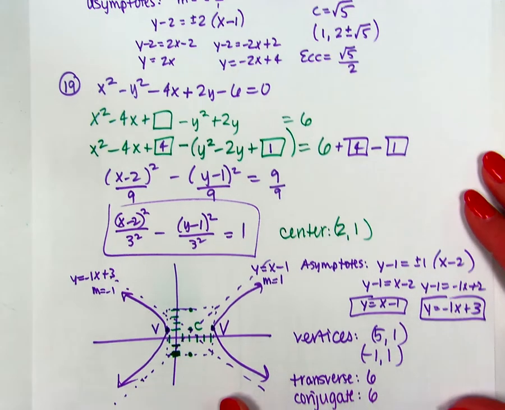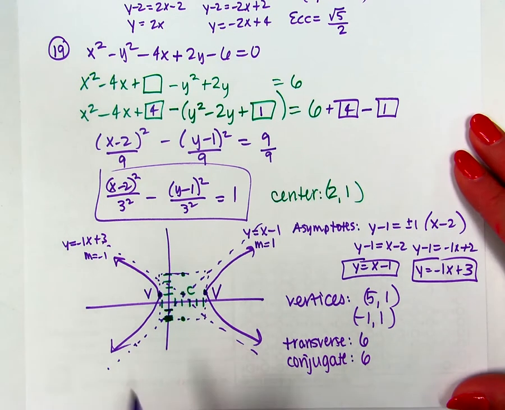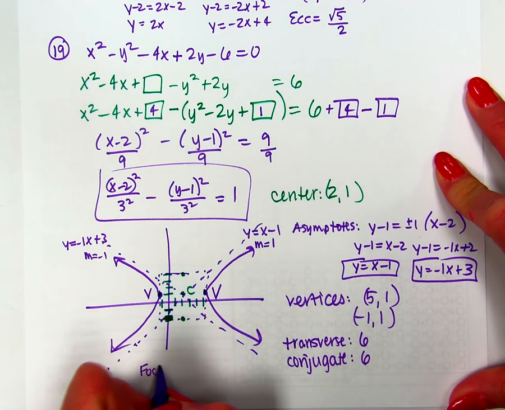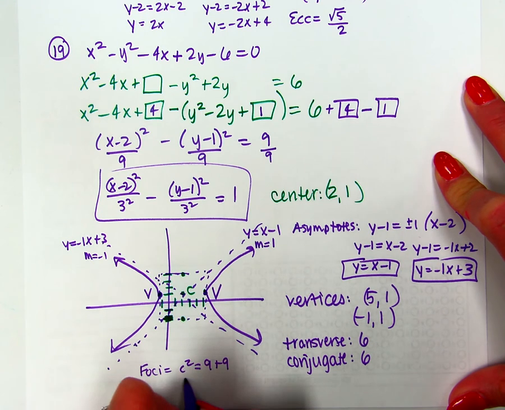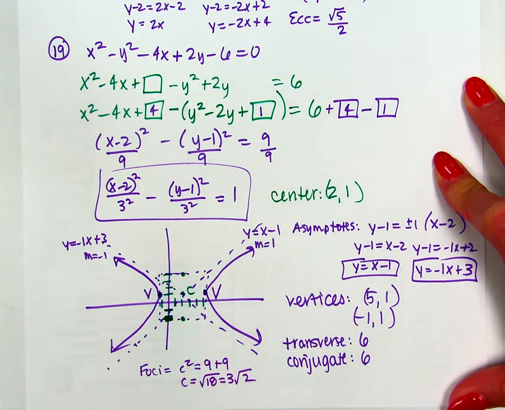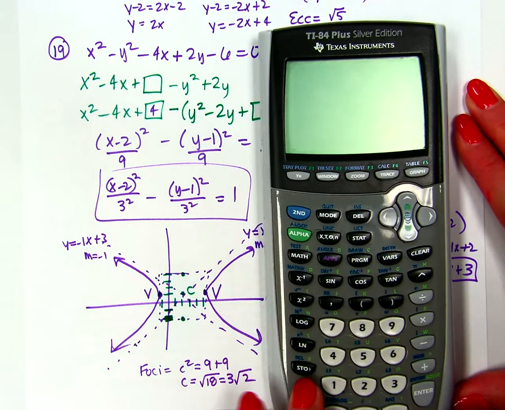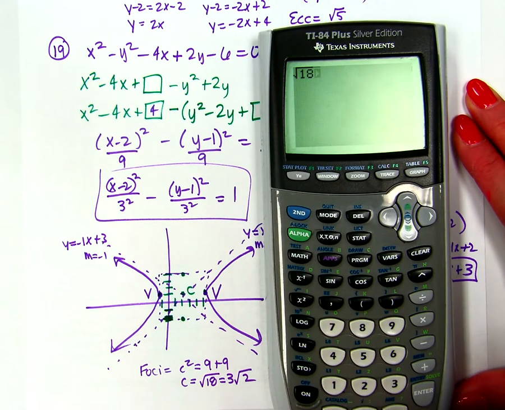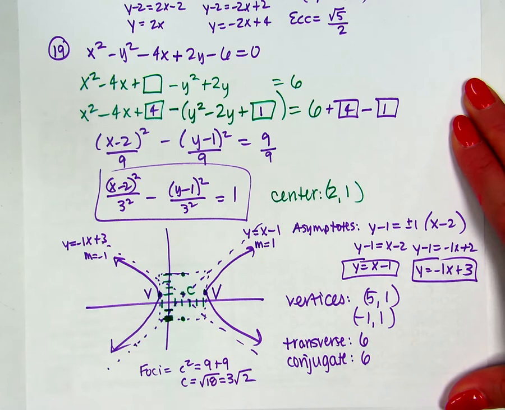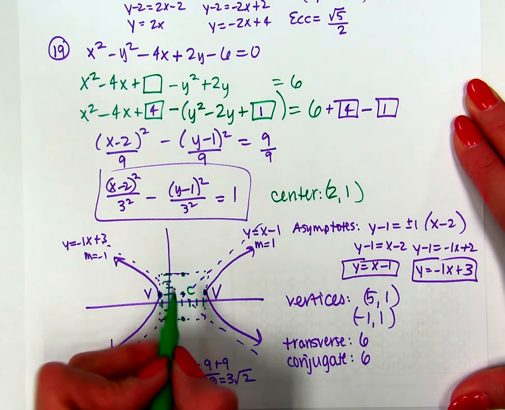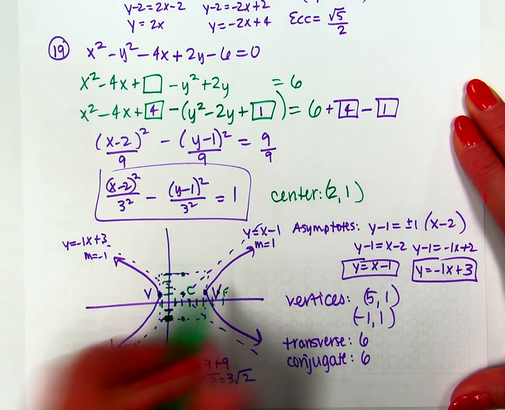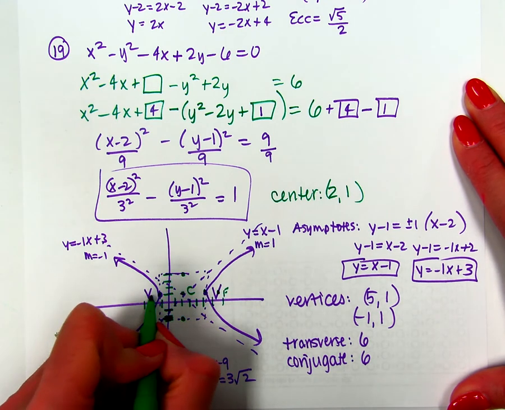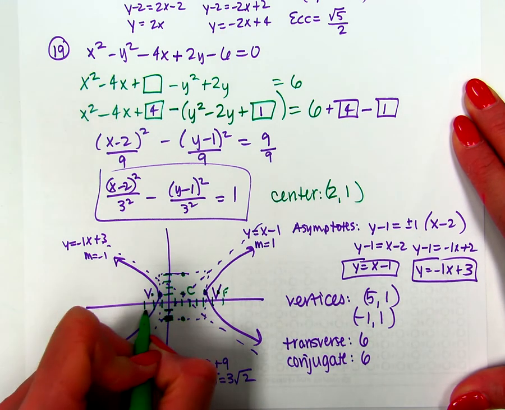And then I need to find my focal points. So my focal points will be based on the equation c squared equals a squared plus b squared, so 9 plus 9. So I have square root of 18, which is 3 root 2. All right, for the purpose of putting it on my graph, the square root of 18 is about 4.2. So I'm going to go, this was 3, so a little bit more than 4. All right, so that's really my focus there.